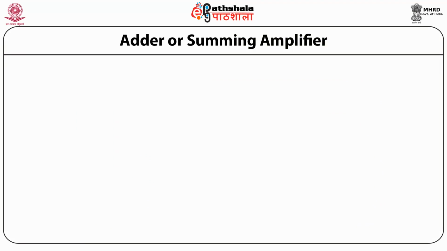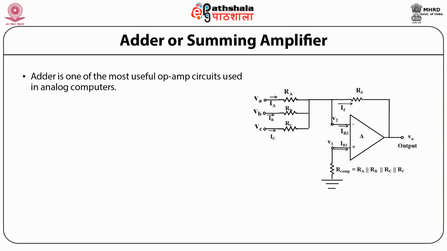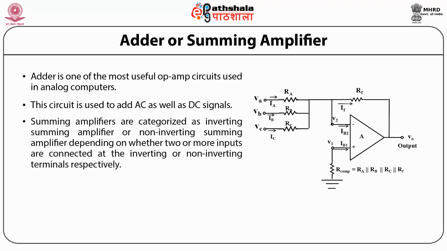Let us begin with the adder or summing amplifier. Adder is one of the most useful op-amp circuits used in analog computers. This circuit is used to add AC as well as DC signals. These are categorized as inverting summing amplifier or non-inverting summing amplifier depending on whether two or more inputs are connected at the inverting or non-inverting terminals respectively. Let us first consider the inverting configuration.